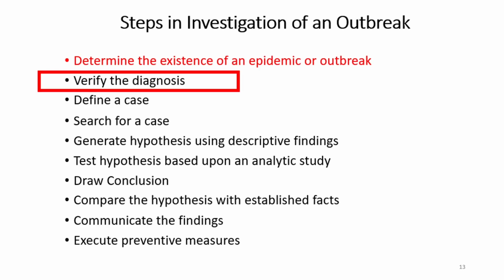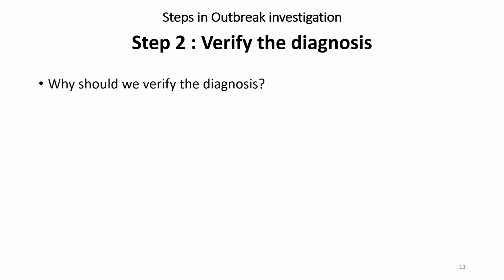Okay, so what is the next step? The next step is to verify the diagnosis. Why is this needed? Because the earliest report regarding an outbreak is often obtained from a health worker or a layman or from the media. Often the initial report does not contain the diagnosis; rather it contains a syndromic constellation of signs and symptoms. For example, an outbreak of cases of fever and rash will be news. Okay, so it is essential to verify the diagnosis of the condition which we are dealing with.